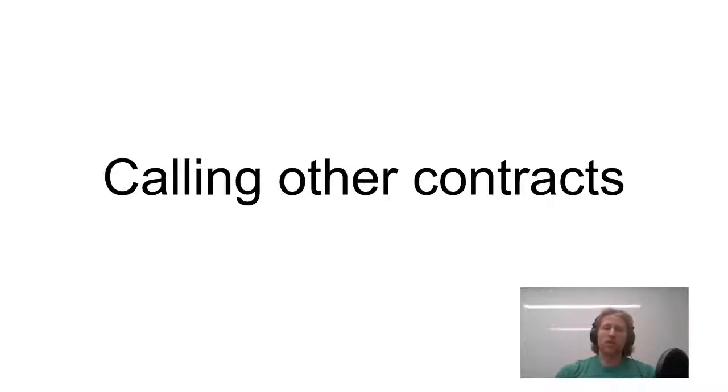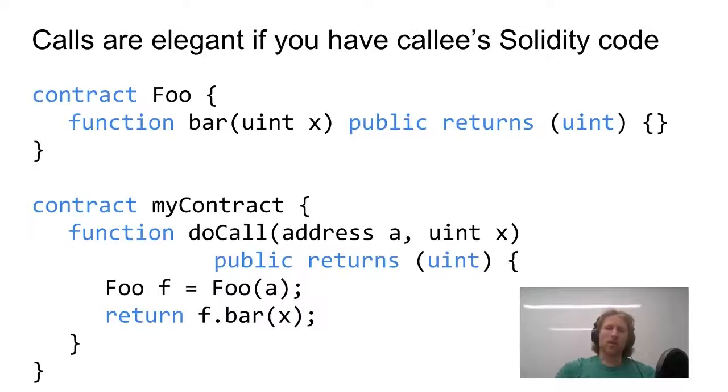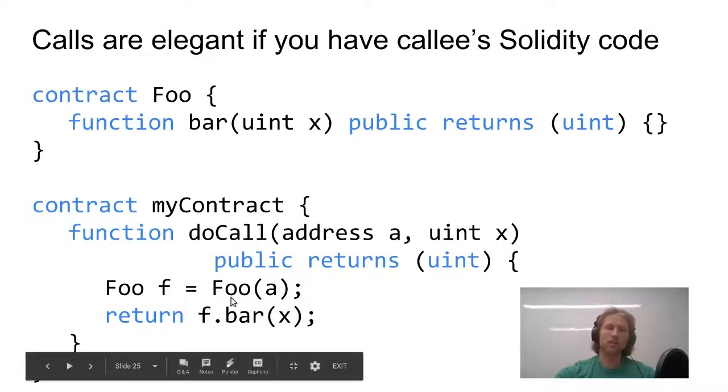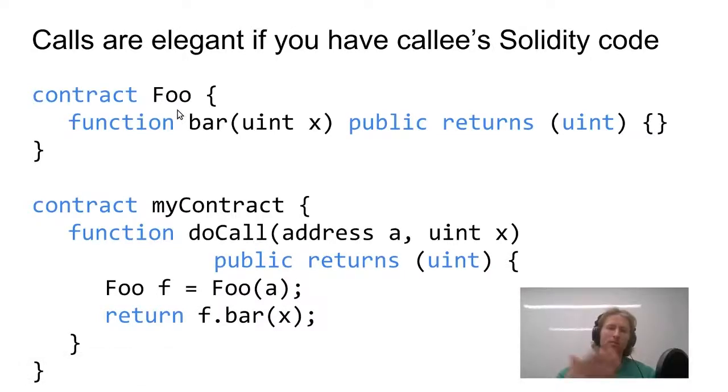Okay, so where things really start to get interesting in Solidity and in Ethereum more generally is when one contract calls another. So the easy case is if you have the Solidity code for the contract that you're trying to call, then you can call it in a very elegant syntax that looks a lot like normal object-oriented programming. So if you want to call this function bar in this contract foo, once you have a foo object here, and notice that for any address you can cast it to be any contract type that you have the code for in your source file.